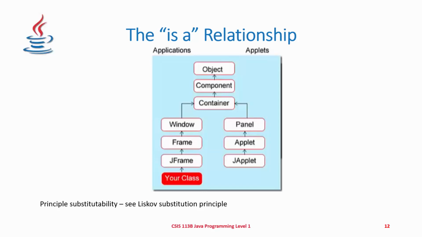As far as code is concerned, we have access to all of the code that's built in each of those objects above it. So we're the bottom class, and our class is a JFrame, which is a frame, which is a window, which is a container, which is a component, which is an object. Just becoming more concrete as we move down the ladder. This is referred to, by the way, as principle of substitutability, and I would refer you to the Liskov substitution principle, which is one of the SOLID principles that we've talked about previously.